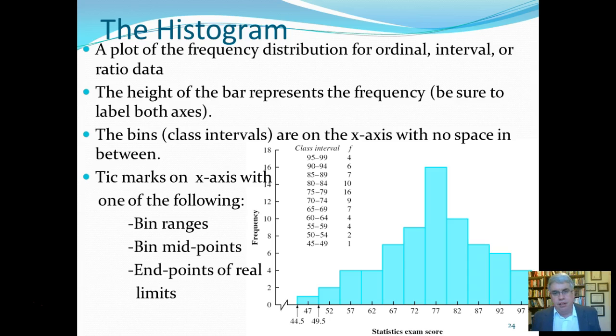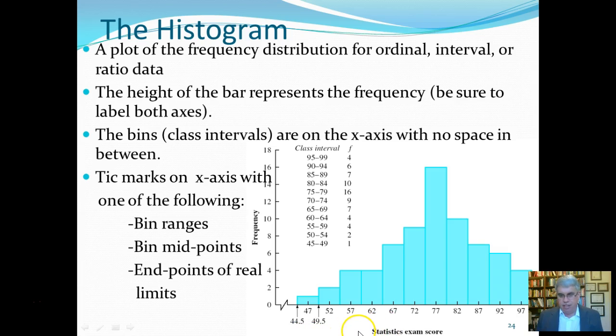Whereas the bar chart was for nominal data mainly, this is for continuous data, where one end is low and one end is high. Now, like a bar chart, the height of the bar represents the frequency. And as always, we need to label both axes.